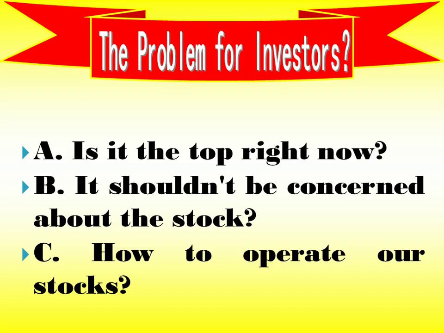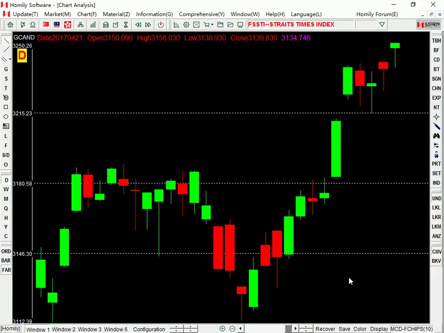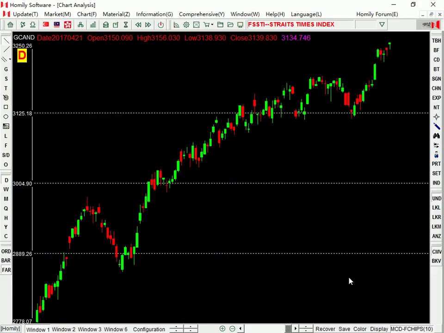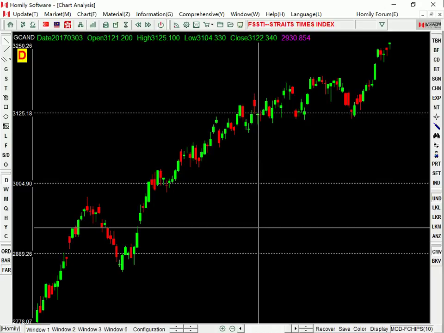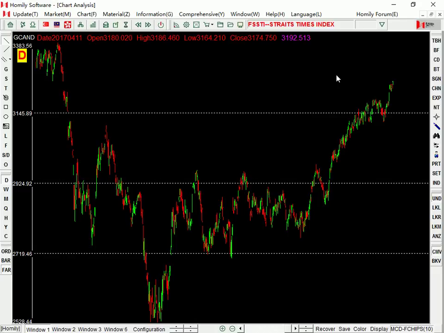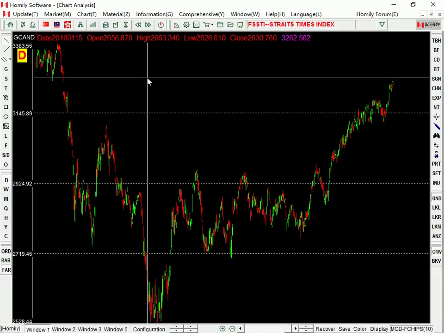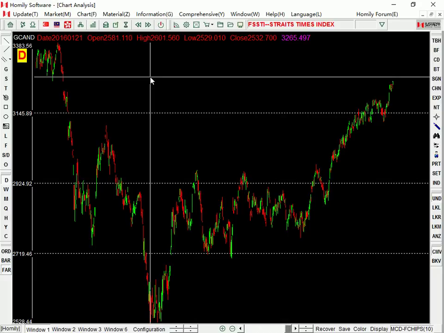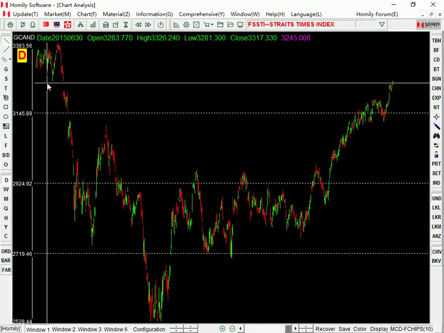So let's see this one, the problem for investors. Before these problems, let's see the market first. Recently we know that the market always creates a new high, right? Already created a new high. So we want to know whether the market can continue to go up or not. So we see here, the market just covered the gap, the previous gap. So we know this is the small resistance.